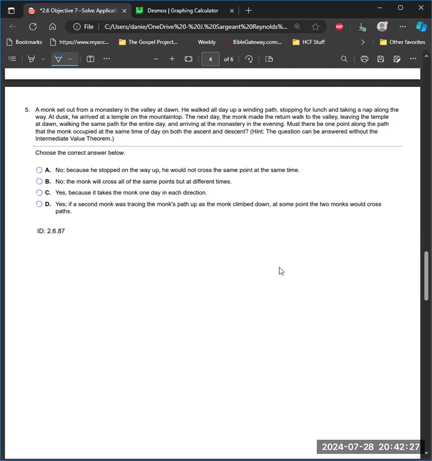So yes, if a second monk was tracing the monk's path up as the monk climbed down, at some point the 2 monks would cross paths. So we don't even need to use the intermediate value theorem to think about that. They would at some point have to cross paths if they're taking the same trail like that. So yes.